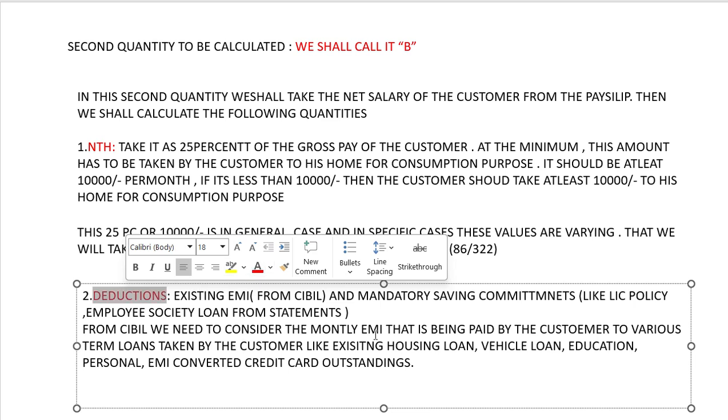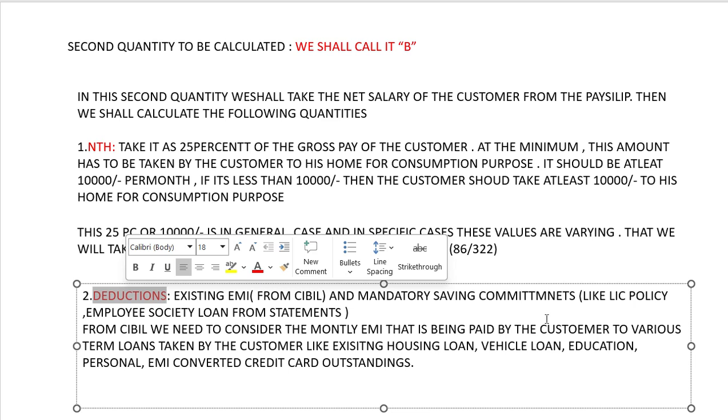Along with these EMIs that are being paid by the customer to some other loans, there may also be other commitments from his salary, like LIC from his salary account. He may be having some policies somewhere, and he may be paying monthly premiums for that. All this money is already adjusted to some other payment, so we cannot consider it for the repayment of our loan. So we will add all the existing EMIs with his saving commitments for payment to policies and those things, and take it down somewhere.